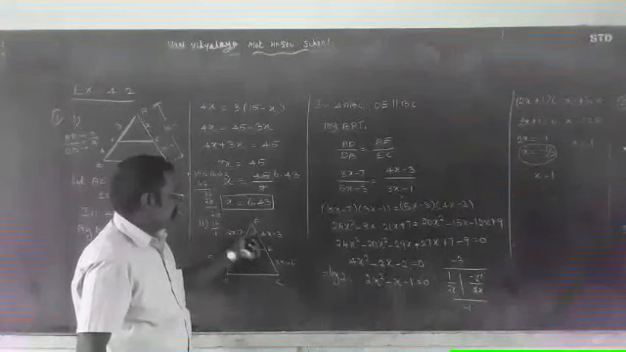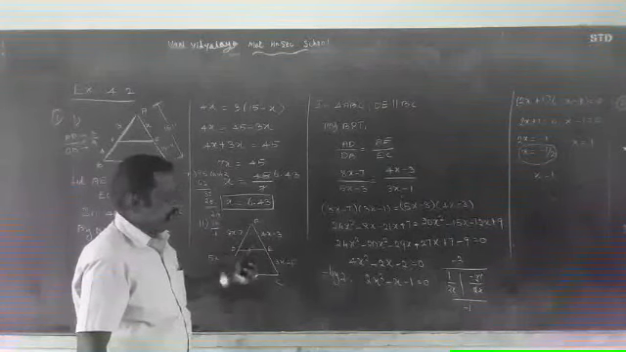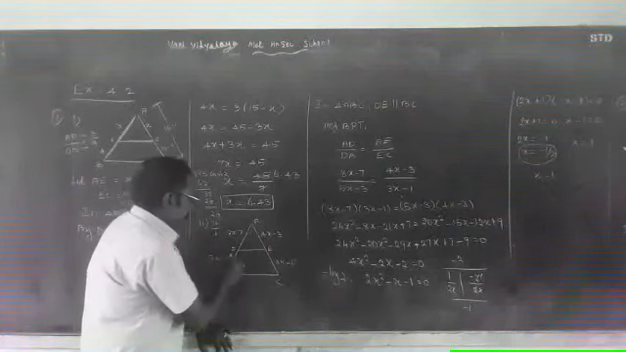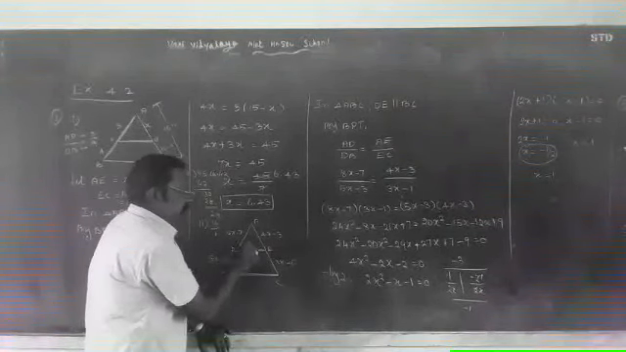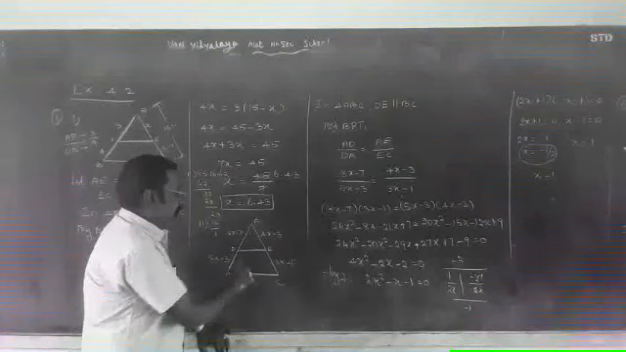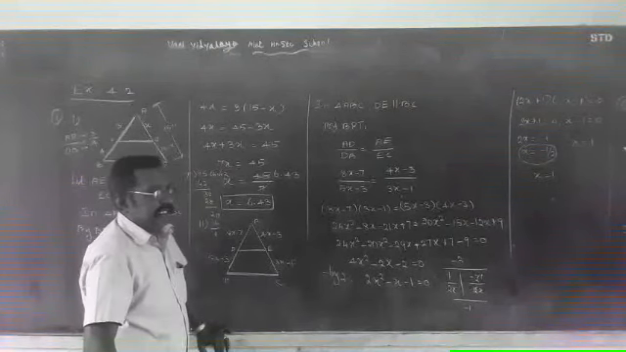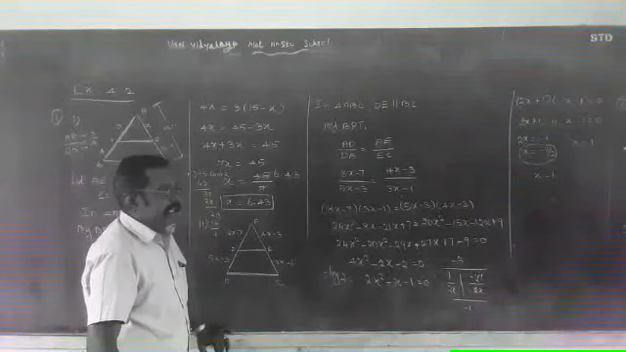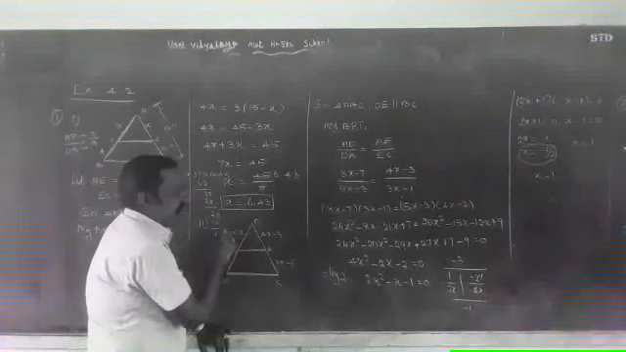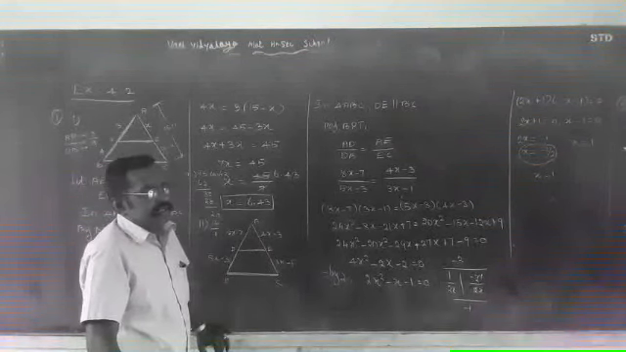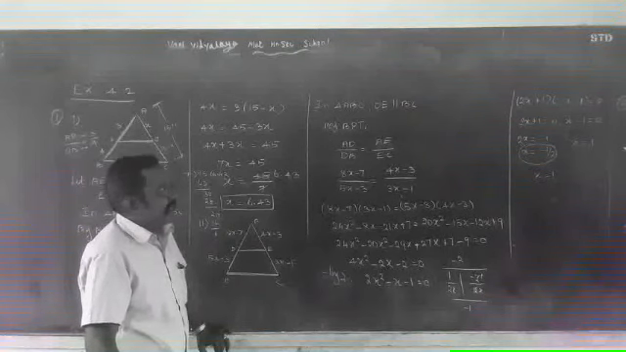In triangle ABC, DE is parallel to BC. D and E are the midpoints of AB and AC. So AD, DB, AE, EC are given. The question asks: find the value of x.